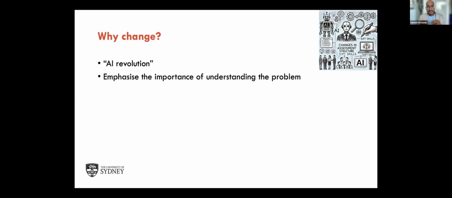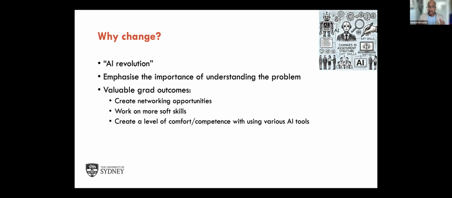And also, we wanted to emphasize the importance of understanding the problem, all right? So I want the students to understand that truly connecting with the stakeholders here is critical. And by changing the assessment to address these two points, we could actually give the students some valuable graduate skills, competencies, and opportunities, all right? So we could actually create networking opportunities through this assessment. We could get them to work on some soft skills, as well as, importantly, in this environment, create a sense of comfort with using different AI tools for different processes.